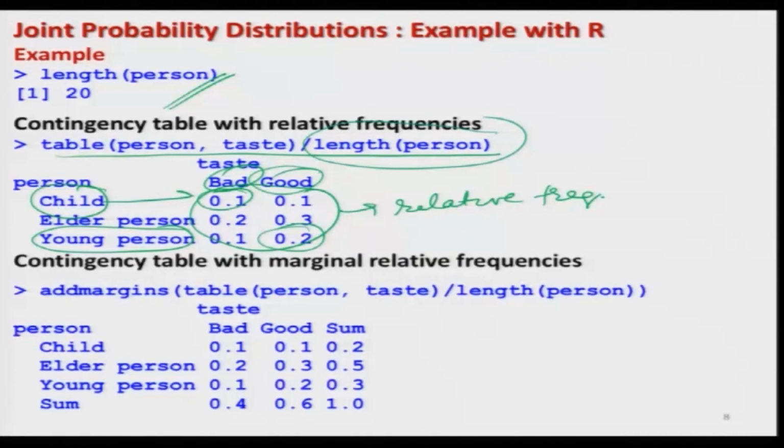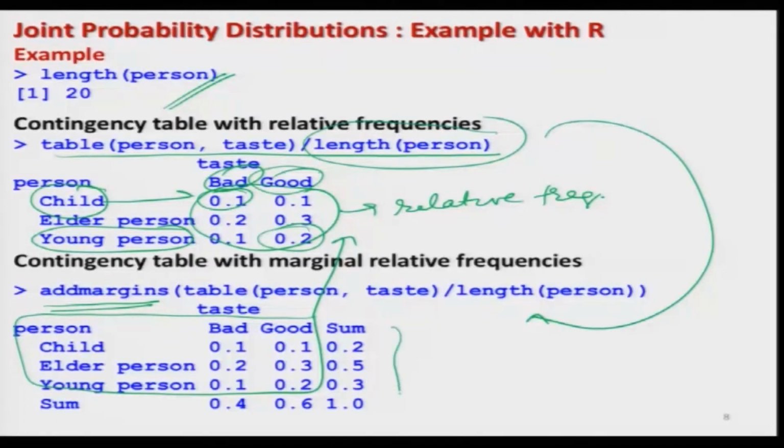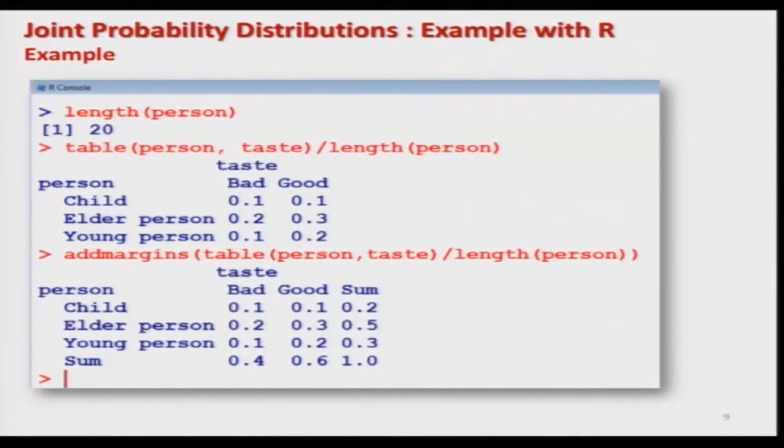Right. Now, in case you want to find out the marginal relative frequencies, you simply have to use the command add margins in the same command which you have used here, and then it will give, you can see here this part is the same as earlier, and this is the new row and column which has been added as sum, and you can see here this is 0.1 plus 0.1 is 0.2, 0.2 plus 0.3 here is 0.5, 0.1 plus 0.2 is 0.3, and 0.1 plus 0.2 plus 0.1 this is 0.4 and so on, right. So, you can see here it is not difficult at all, and this is the screenshot of the same operation which I have just shown you.